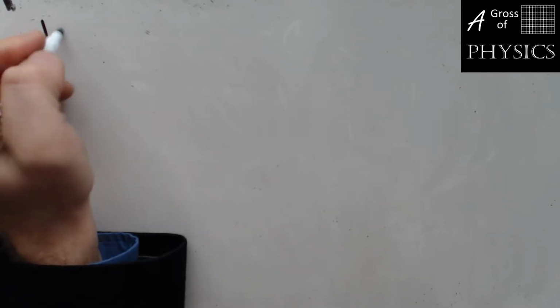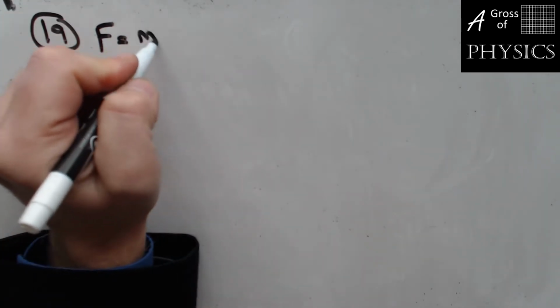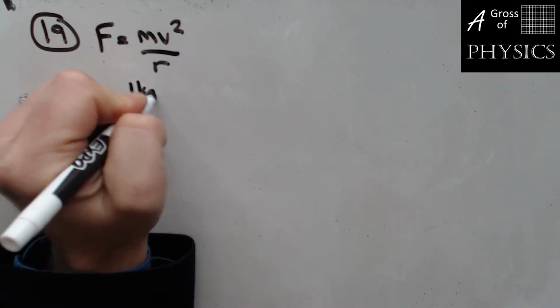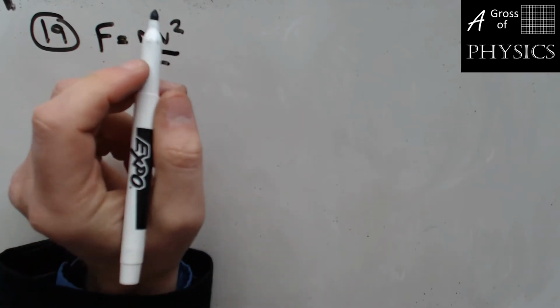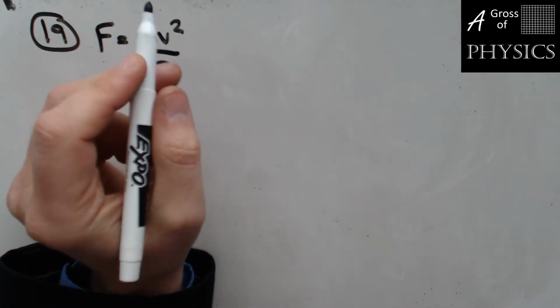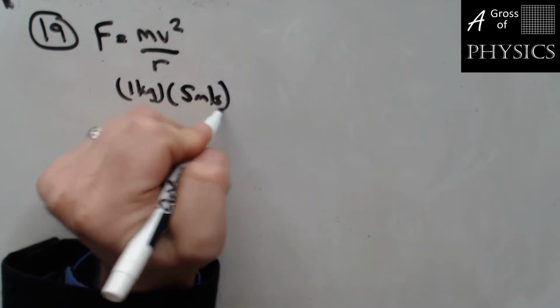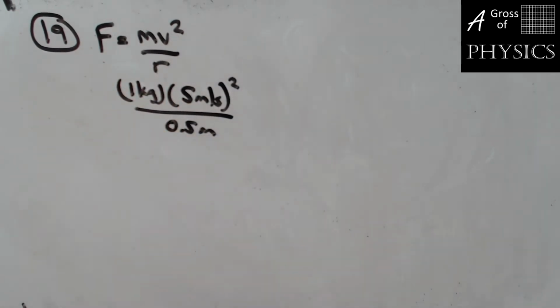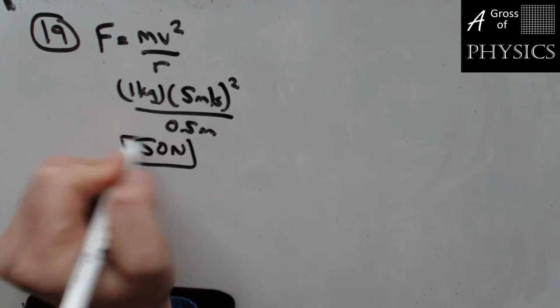All right, number 19. We have an object in a circle. We want to find the centripetal force. So that's going to be mv squared over r. It's a 1 kilogram object. It's moving at 5 meters per second, and that's squared, over the radius of 0.5 meters. So 1 times 5 squared divided by 0.5, we get 50 newtons. Choice 4.